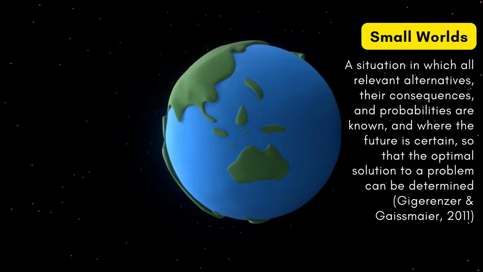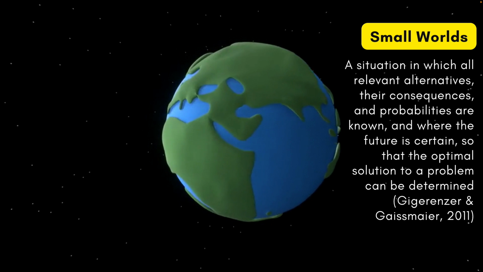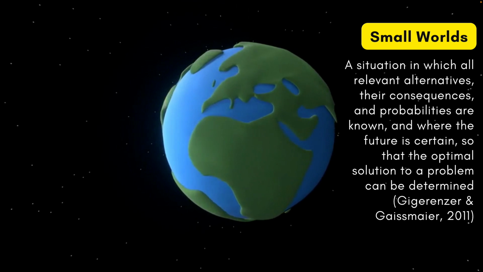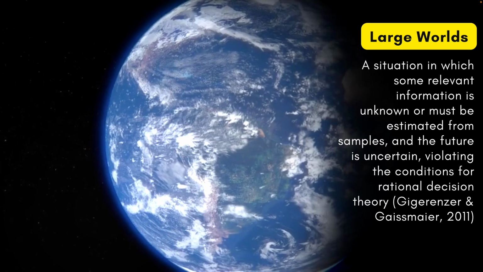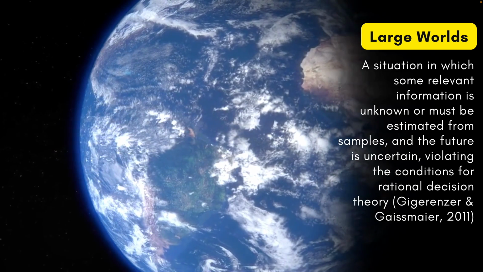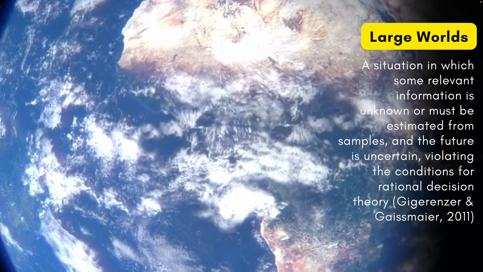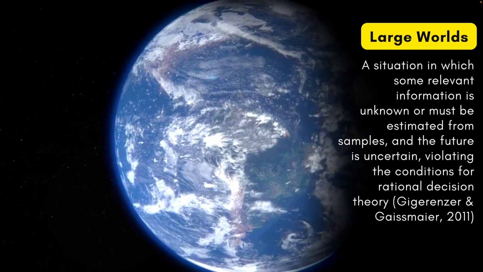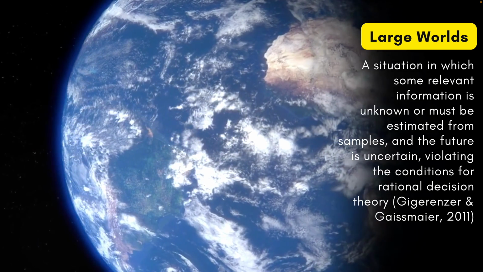Savage called such predictable, perfect-knowledge worlds small worlds, which were to be distinguished from large worlds. According to Savage, a small world was a situation in which all the relevant alternatives, their consequences and probabilities are known, and where the future is certain, so that the optimal solution to a problem can be determined. On the other hand, a large world was a situation in which some relevant information is unknown or must be estimated from samples of smaller information, and the future remains uncertain, violating the conditions of rational decision theory. Thus, in other words, Savage's large worlds best approximated the real worlds in which we make decisions.